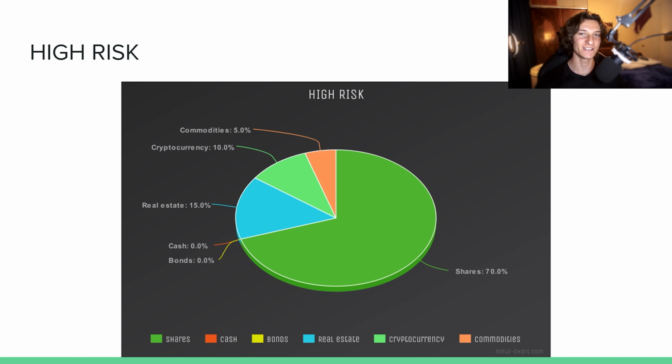So if you want to go high risk, which is more risky, then this is what I would do. I would put 70% of my money into shares, 0% in cash, 0% in bonds, 15% in real estate, 10% in cryptocurrency. Be careful of that. And lastly, 5% commodities.